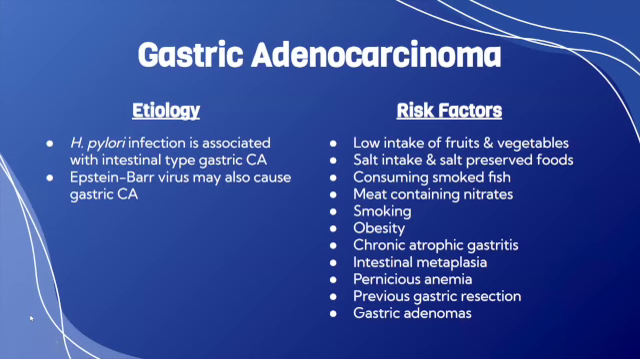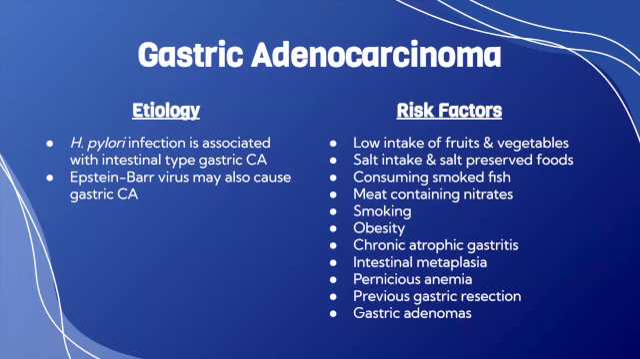Etiology. We have the Helicobacter pylori infection, which is associated with intestinal type of gastric cancer. The infection increases the risk of gastric cancer and causes chronic inflammation by inducing a host inflammatory response within the gastric mucosa and causing DNA damage and alterations to the genetic controls of normal cell proliferation. Epstein-Barr virus may also cause gastric cancer as well.